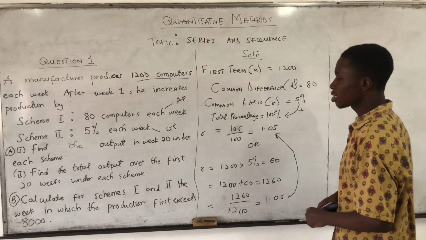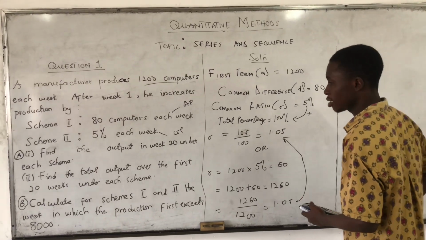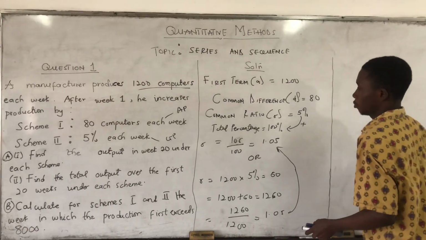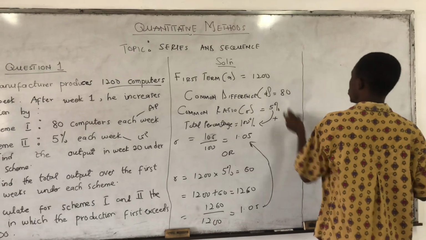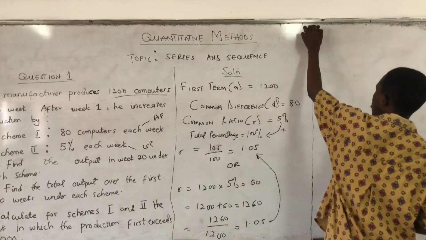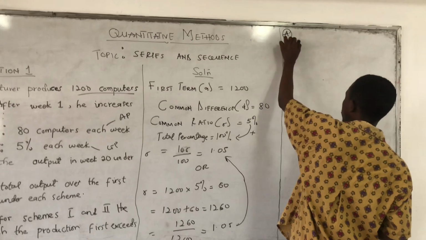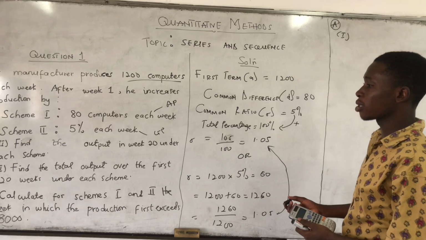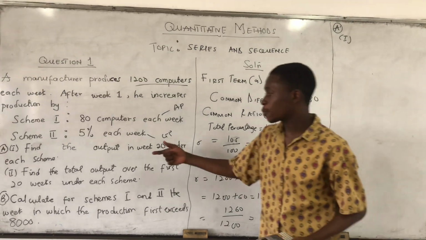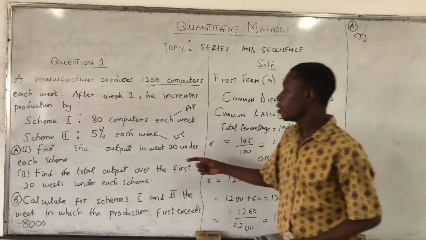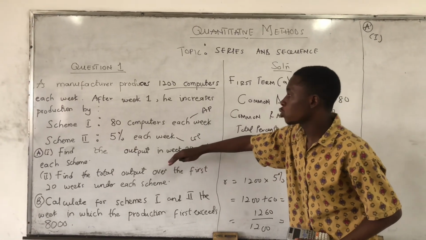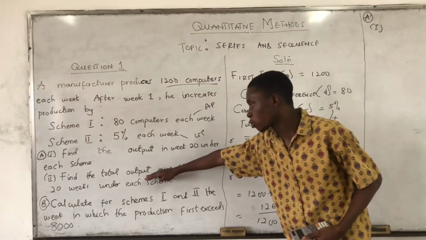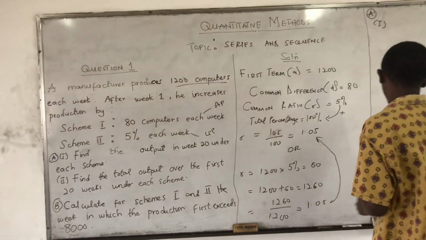Find the total output in week 20 under each scheme. So I start. This is my A. Find the total output in week 20 under each scheme. Meaning that with the output, you are going to use Scheme 1 and Scheme 2. Now, when we want to find total output, we are also going to use Scheme 1 and Scheme 2. So, output.